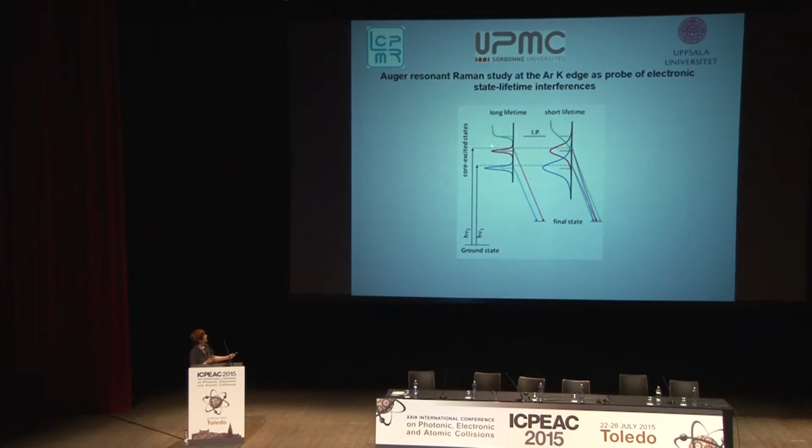So if we excite to these core excited states and we look at the decay, in this case, where they're well separated, they will decay separately. In this case, it would be possible to coherently excite more than one intermediate state at the same time. And if they can decay to the same final state, we will see interference in the decay. The first case we have studied is argon. We have just published this paper. So let's look at the experimental results.